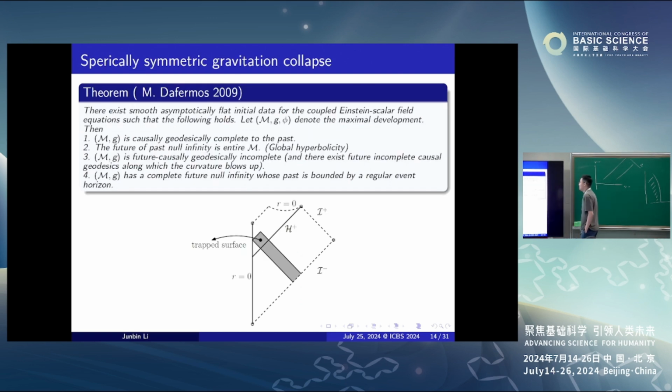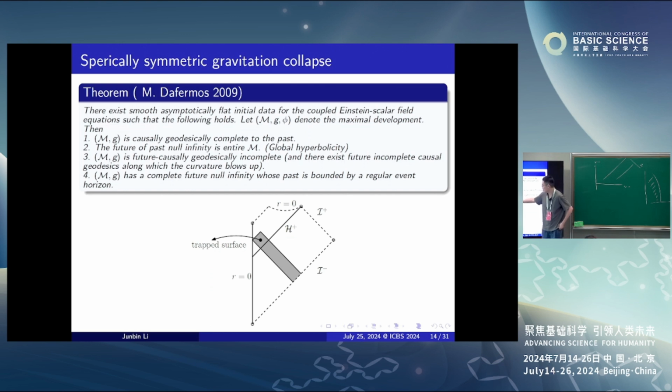Using this spacetime, Christodoulou proved by some cutting techniques that he can construct a smooth collapsing spacetime in the sense I just mentioned. It is a spherically symmetric Einstein scalar field solution of the Einstein equation. This is the metric, and phi is the matter field. This spacetime is causally geodesically complete to the past. The second statement says that it is a globally hyperbolic spacetime. And the third says that it has a black hole region.